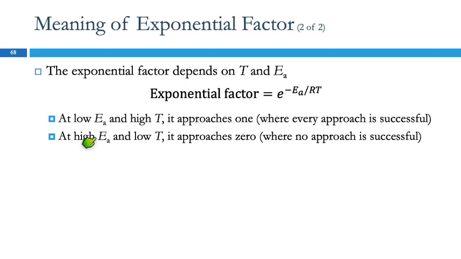At high activation energy and low temperature, this factor approaches zero, where no approach is successful. So if the activation energy is really high, we're not going to have as many successful approaches, right? The temperature is related to the kinetic energy of those particles, right? And so when temperature is low, everything has lower energy, and so also more of those approaches will be unsuccessful. Does that make sense?